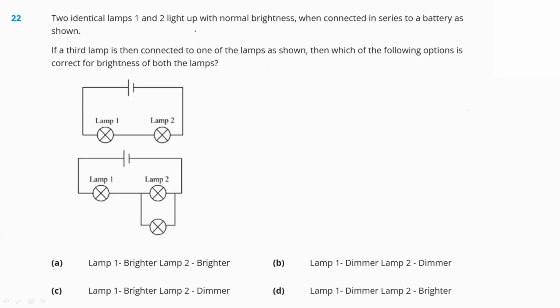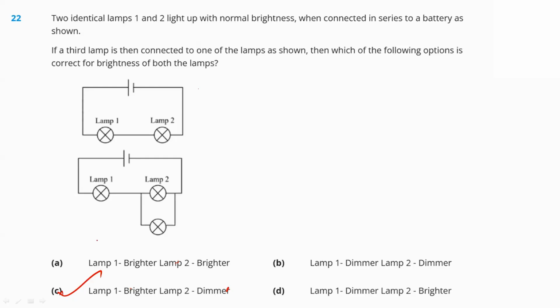Next, two identical lamps 1 and 2 light up with normal brightness when connected in series to a battery as shown. If a third lamp is then connected to one of the lamps as shown, which of the following options is correct for the brightness of both the lamps? Lamp 1 is brighter, lamp 2 is brighter, no. Lamp 1 is dimmer and lamp 2 is brighter, no. The third option is lamp 1 is brighter and lamp 2 is dimmer. So this is our correct answer. Lamp 1 will become brighter, whereas lamp 2 will become dimmer.